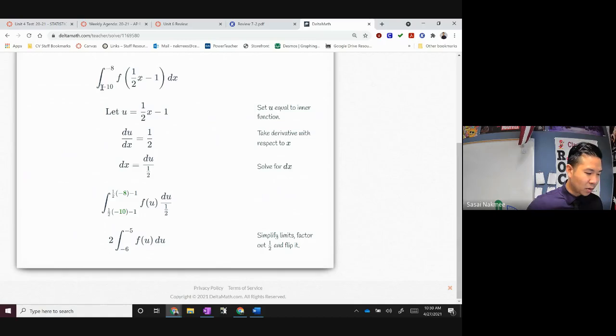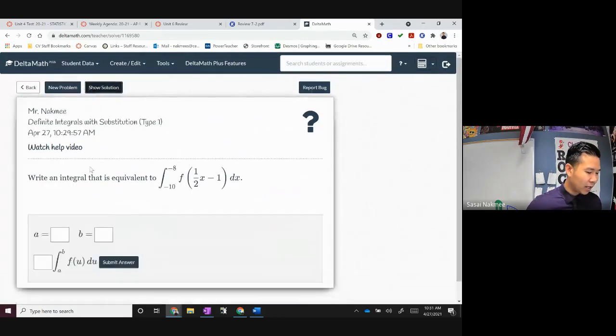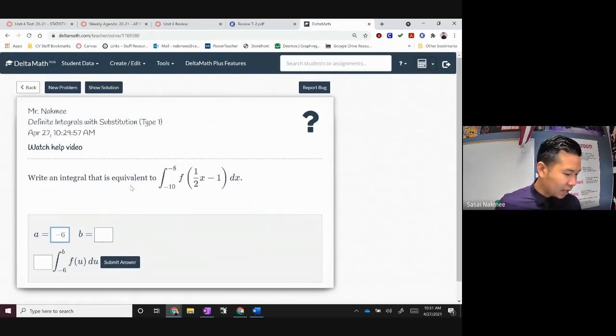So right here, the number is supposed to go from -10 to -8. But if I'm letting u equal to this, I'm going to change those values by plugging in the -10 for x. So -10 right here, half of that is -5, minus 1. That's where they get this -6 from down here. This -6 is them plugging -10 into this equation. And this -5 up here is then plugging in -8. So -8, half of that is -4, -4 minus 1 is -5. And that's how you're supposed to be doing this problem. So you find out that these values change from -10 to -6, and then that -8 turns to -5.